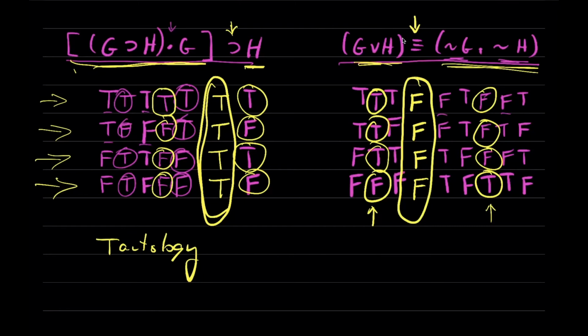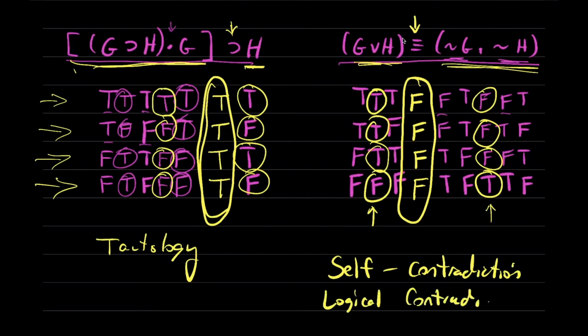Now, in this case, unlike the first statement, the statement is always false. It's impossible for the statement to be true, and this is a self-contradiction, sometimes called a logical contradiction. Over here, tautology is sometimes also called a logical truth.